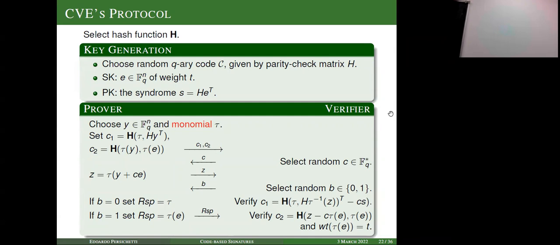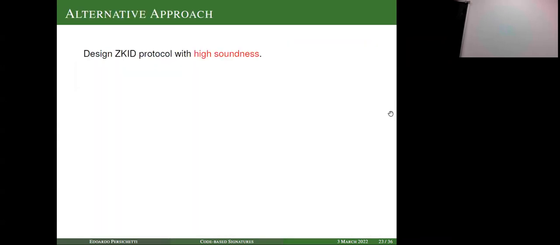Here you verify the equation, and here you verify another equation with the weight. So a similar idea. You always have to verify the weight somewhere, because the idea is that you're proving the knowledge of a low-weight vector. So this works better. This was the state of the art up until a few years ago, but it's still maybe like 40 kilobits, not ideal.